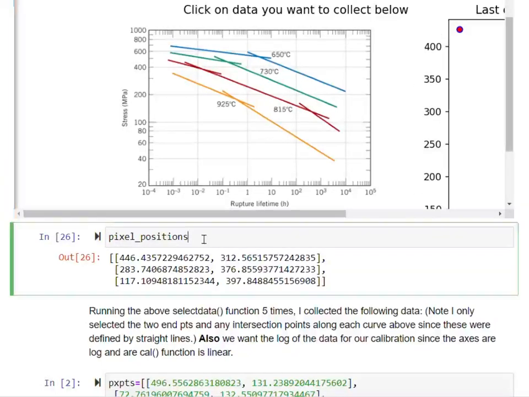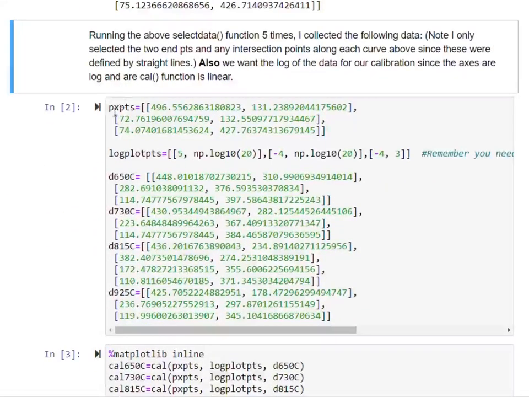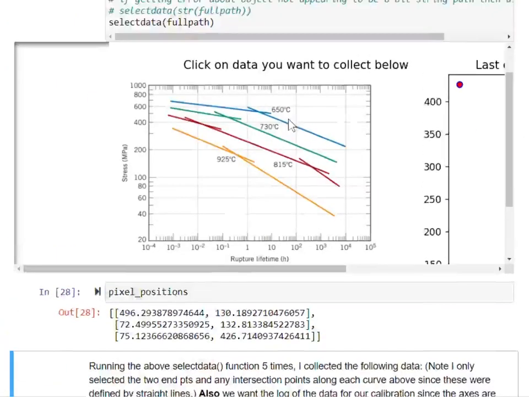And again, I would run my pixel positions and paste that into my pixel points. And here they are, again, when I'm a little more careful. Now this is a step we have to be particularly careful about, because this is a log plot, and our calibration function assumes linear axes. So that's not a problem. All we're going to do is convert these two axes to a linear scale.